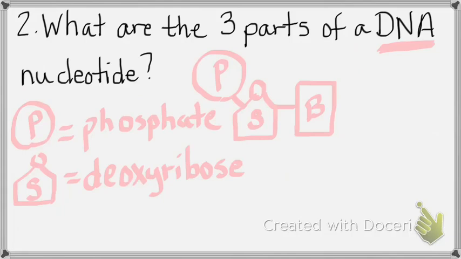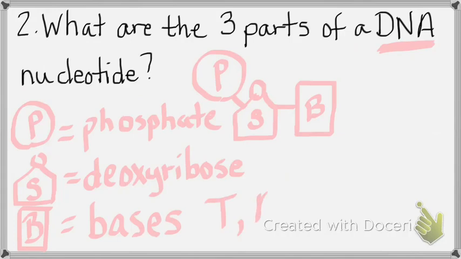Okay, how about the B with the box around it? Those are the nitrogenous bases. Now we're doing DNA. What are my choices? T, okay. A, C, and G. That's good. Because this is DNA, so those are my choices.